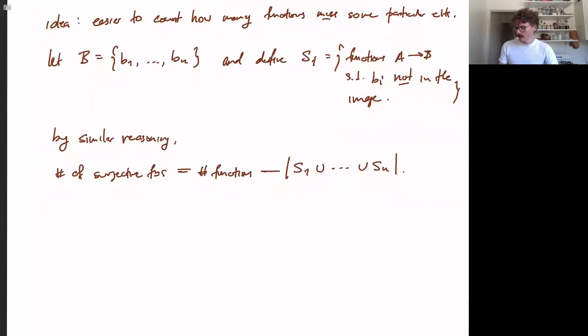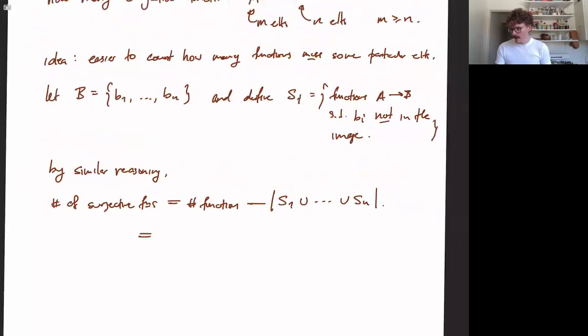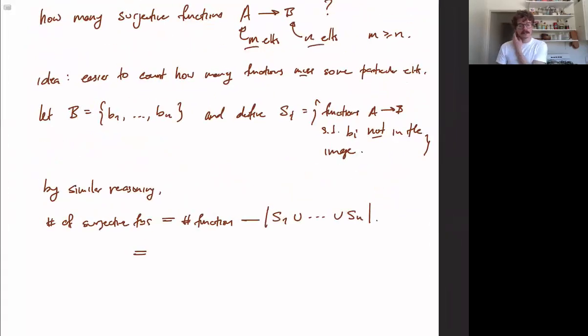So first of all, what is the number of functions from A to B if A has m elements and B has n elements? Well, by the product rule, we have m slots and n choices for each. So that is n to the m. I believe, at least that's what it says in my notes.